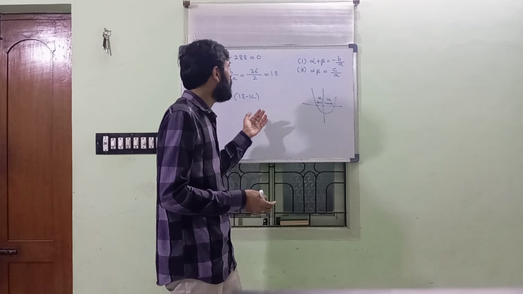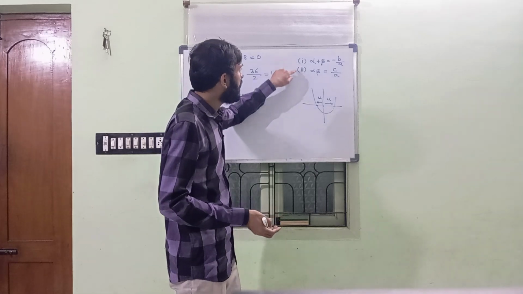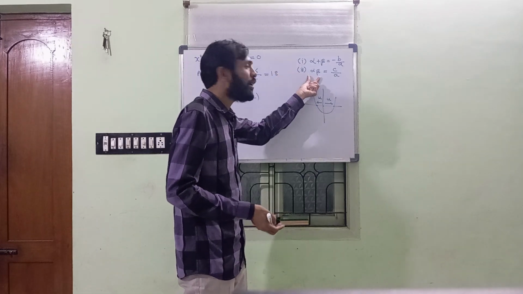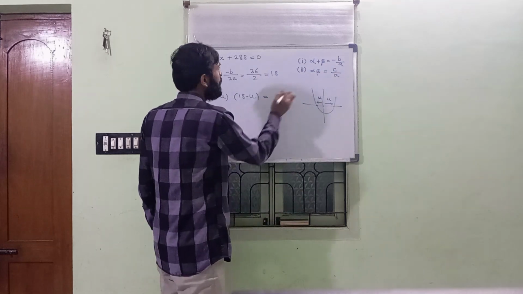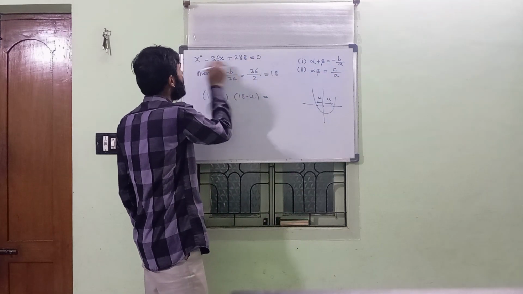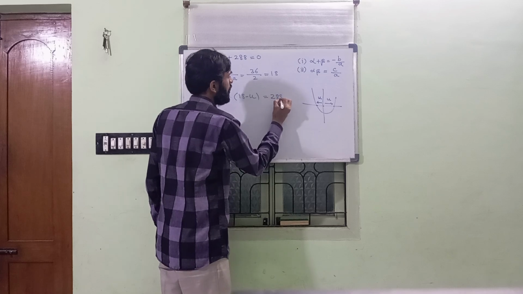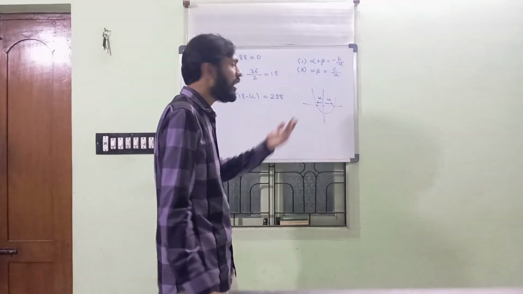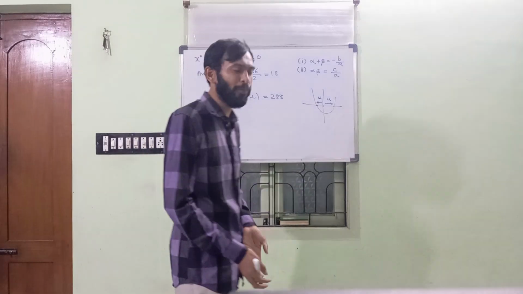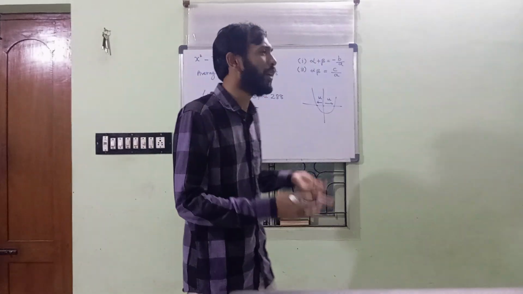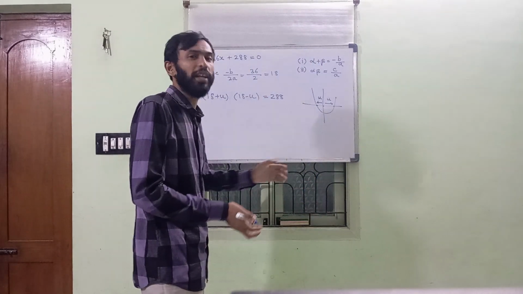To find u, we use the other thing, that is the product of roots. The product of roots is c by a here. So c by a is the constant 288 by 1, which is 288. Now you may think we are ending up with a quadratic again, because when you multiply it will obviously be a quadratic equation. So what is the use? No, definitely we have a use.